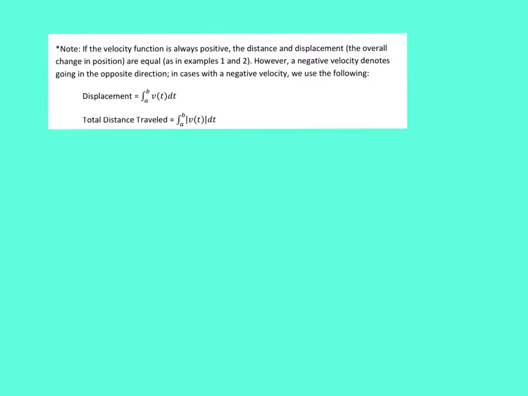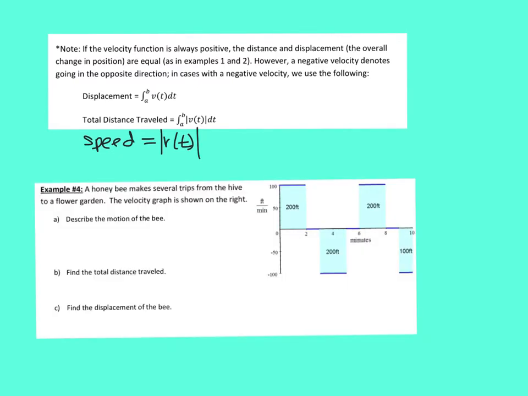I do want to mention one other thing. It's not on the printed note sheet, but that is the speed. Velocity is a vector quantity where we care about the direction. Speed is a scalar quantity, meaning we don't care about the direction. And actually my speed is going to be the absolute value of v of t. So we'll do an example where we have to worry about speed, displacement and distance.